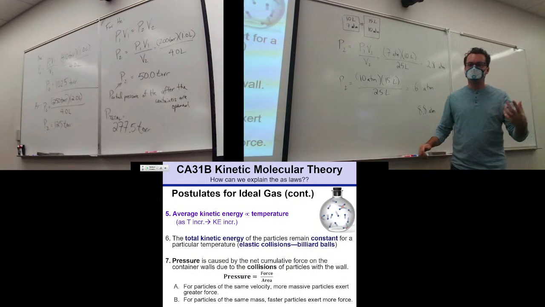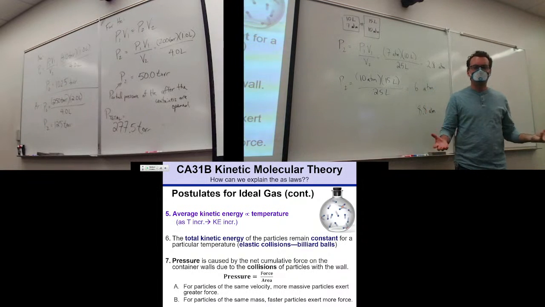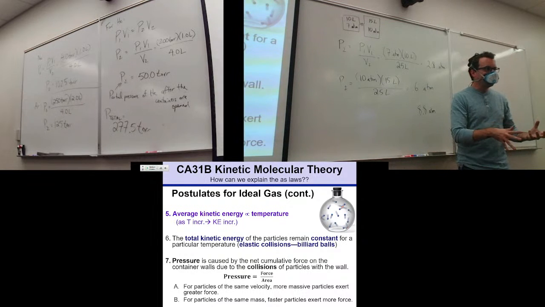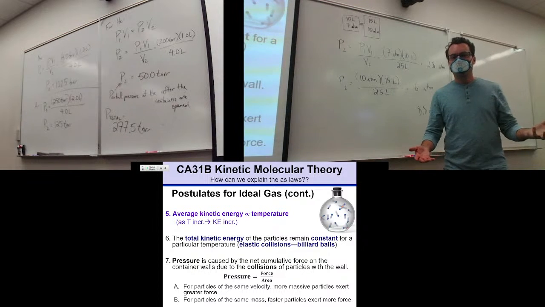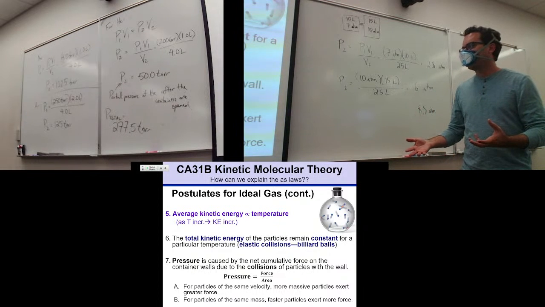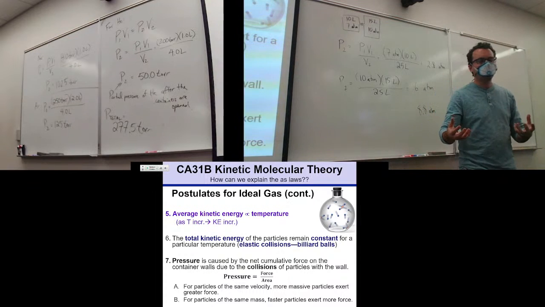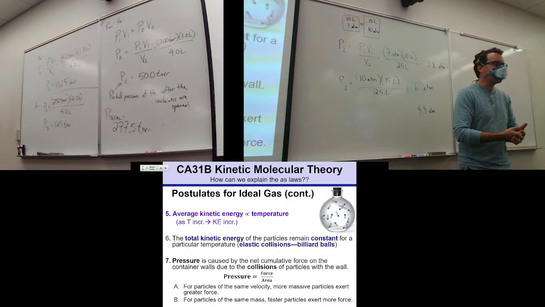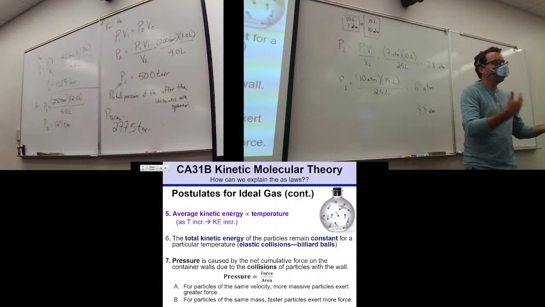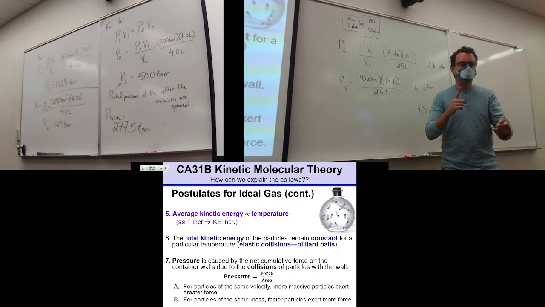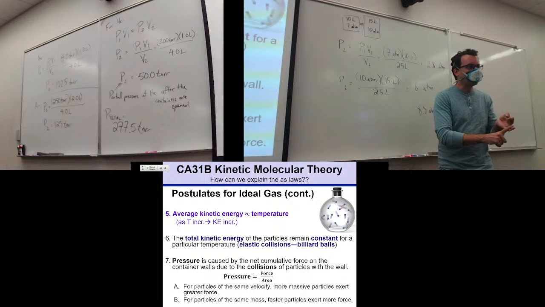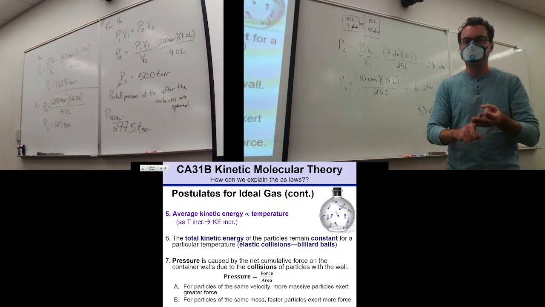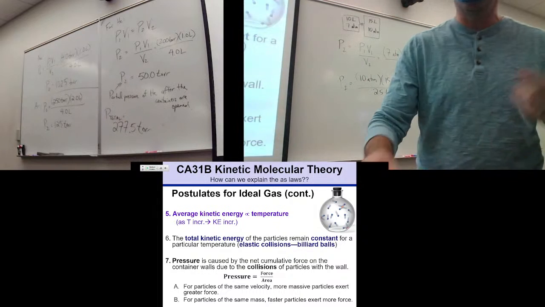If you have particles going the same speed, more particles, more collisions creates more force. But if you've got particles all of the same mass, then the faster ones are going to apply more force. So there's a lot of ways to apply more force, right? More particles, heavier particles, or just faster particles. All three of those will apply more force and will increase the pressure.